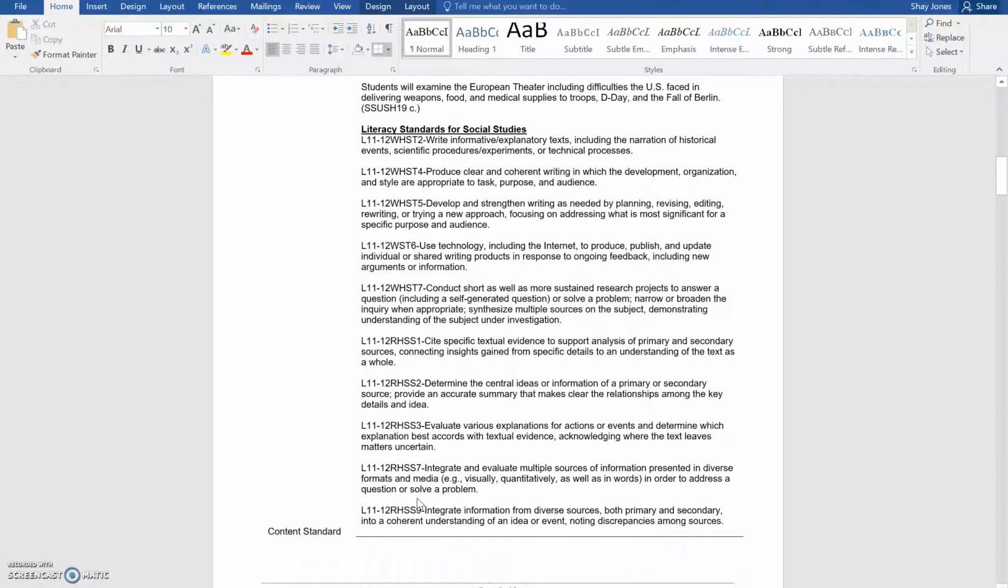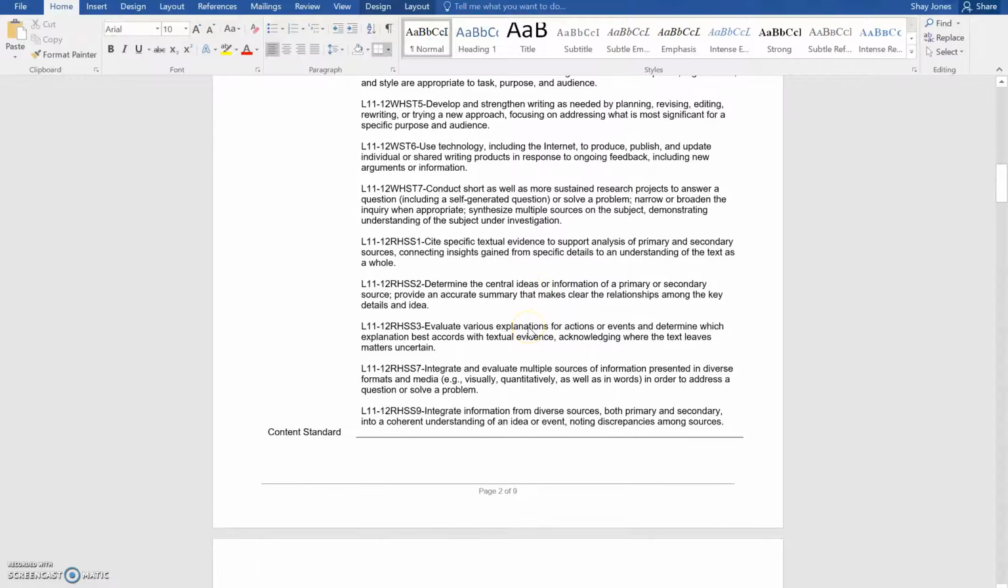The literacy standards for this: students are going to create and write text. They're going to base it off of historical events. They're going to organize and make it coherent writing for a specific audience. It's going to be their peers because they're going to present. The goal is to really use technology to strengthen their writing. So they'll have to plan, they'll have to revise, they're going to receive feedback.